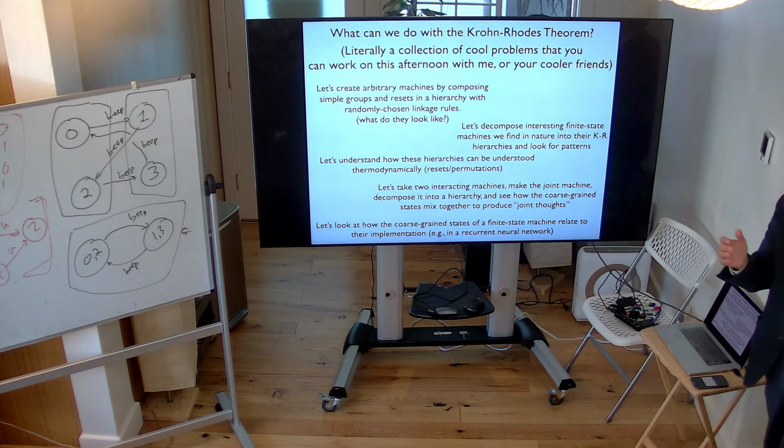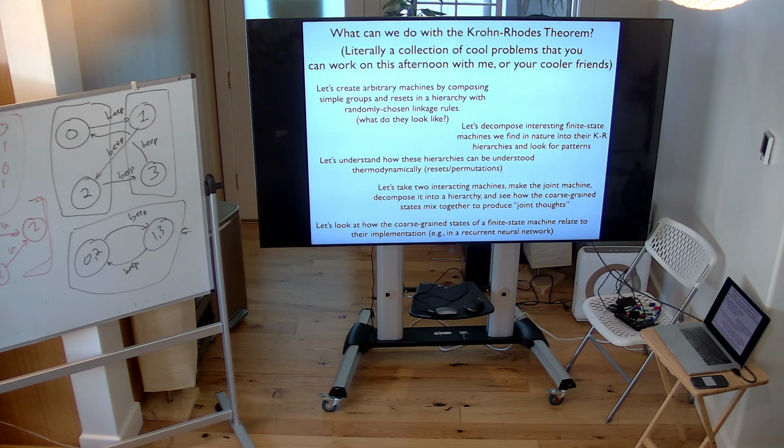I don't know where, for example, new abilities emerge in this hierarchy. One obvious thing to do is take finite state machines in the real world and decompose them and look at the top levels and second and third level and so forth. Groups. Look at, for example, how deep they are, right? How long is that decomposition? Is that a good measure, for example, of complexity? And obviously, since Jim's in the room, let's understand how these hierarchies can be understood thermodynamically, right? So if I have a reset lower in the hierarchy, does that mean a more efficient machine, or is there no real notion of greater or lesser thermodynamic efficiency if the reset occurs lower down?